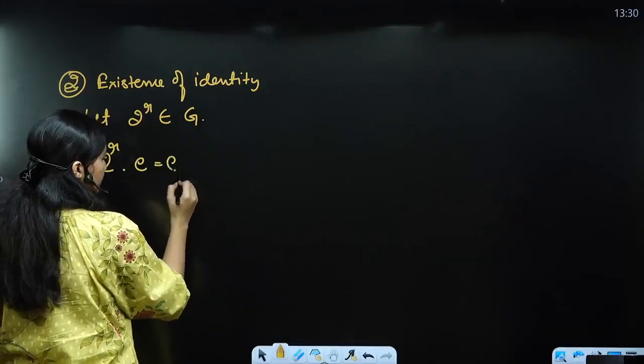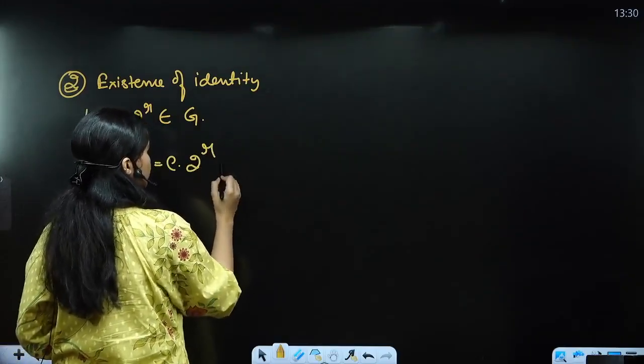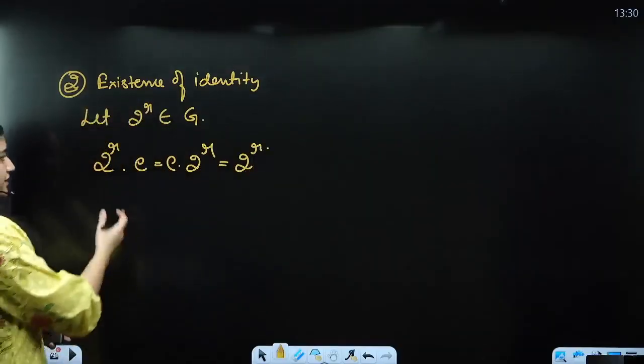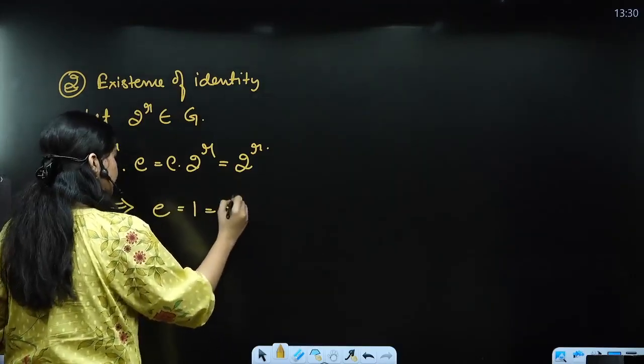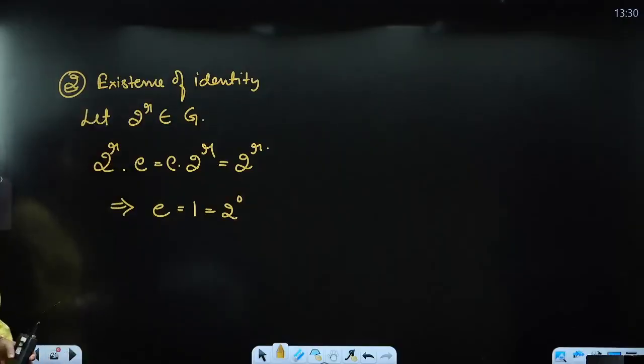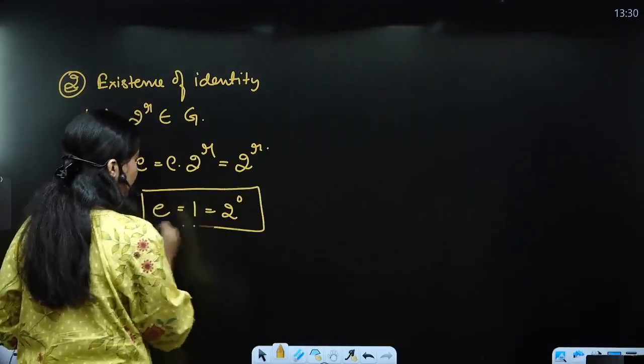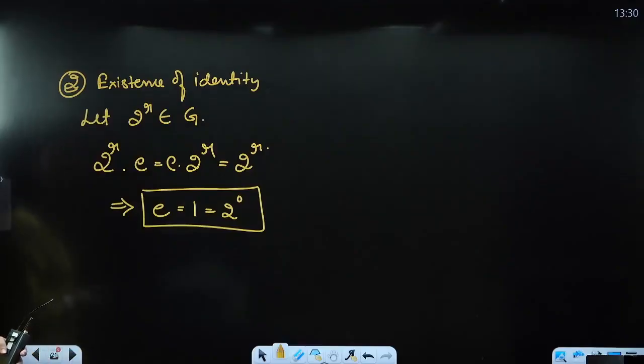Existence of identity. Now let 2 raised to the power r belong to G. Now I need an element e such that 2 raised to the power r dot e equals e dot 2 raised to the power r, such that I get 2 raised to the power r back. So e equals 1, which in terms of this group is 2 raised to the power 0. So technically the identity element is going to be 2 raised to the power 0.